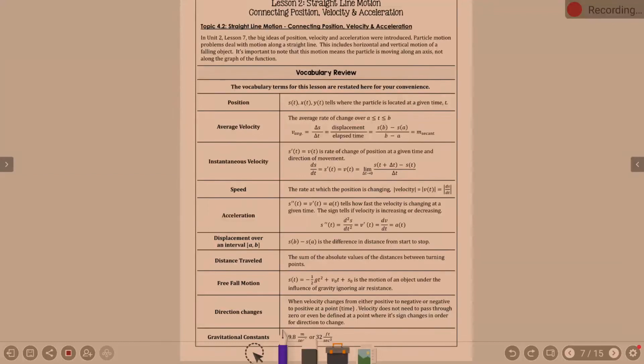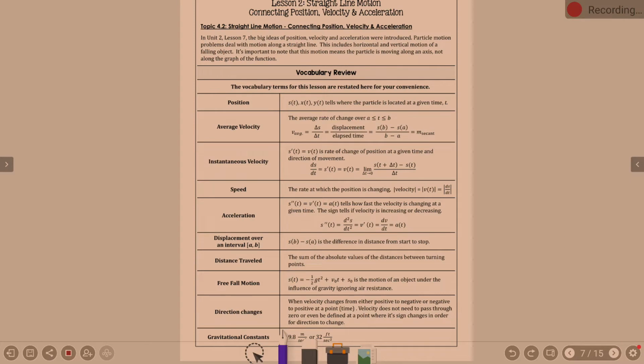Guys, lesson 2, straight line motion, connecting position, velocity, and acceleration. We've already done some of this. You already know some of the connections about derivatives and all that. It looks like we talked about it back in Unit 2, Lesson 7, and a couple times throughout the year. So the big ideas of position, velocity, and acceleration were introduced.